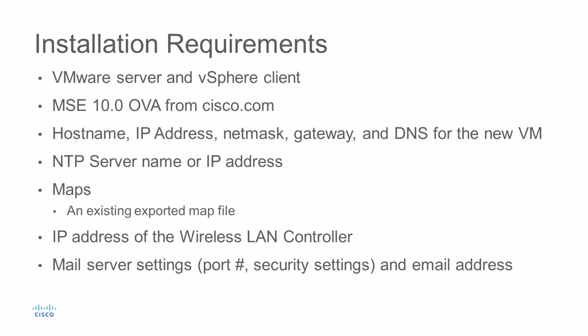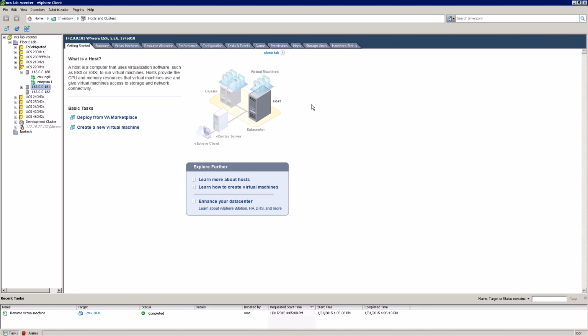a VMware server and vSphere client, the MSE 10.0 OVA from Cisco.com, a host name, IP address, net mask, gateway, and DNS information for the new virtual machine. Also, the NTP server name or IP address. You will also need an existing map file, the IP address of the wireless LAN controller, and the mail server settings and email address. We start by deploying the OVA that we've previously downloaded from Cisco.com.